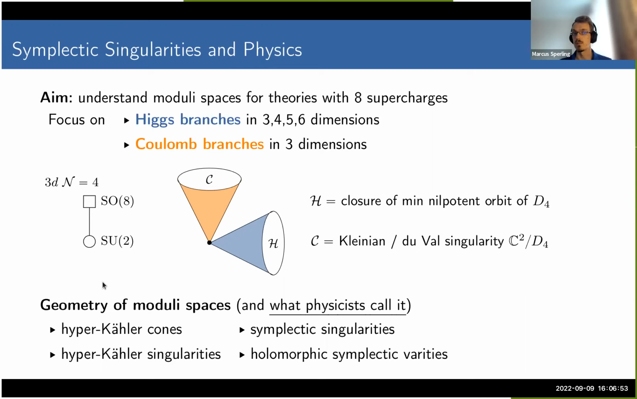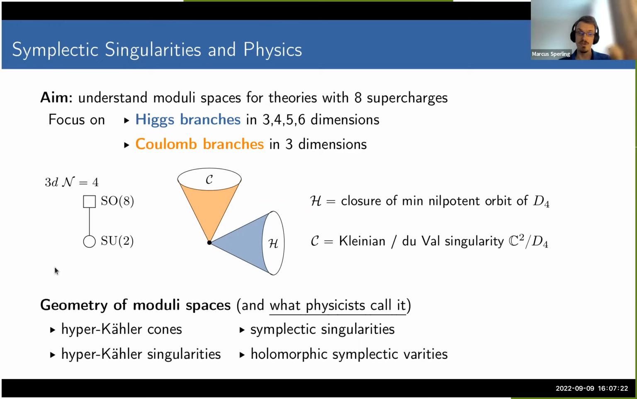Now this theory in 3 dimensions has the two maximal branches. Both of them are hyperkähler, and both of them are actually prototypical examples of hyperkähler singularities. The Higgs branch is what's known as the closure of the minimal nilpotent orbit of SO(8), or D4, and the Coulomb branch is the Kleinian Du Val singularity C^2/D4. And these are really the bread and butter of the kind of geometries that we are dealing with.